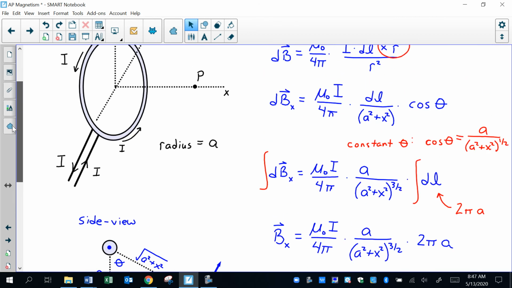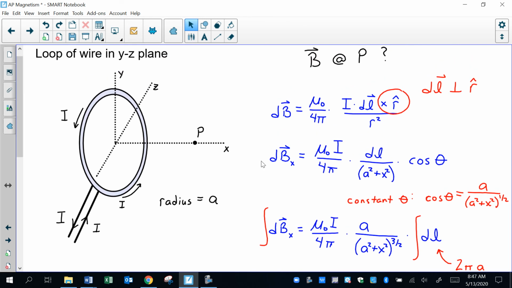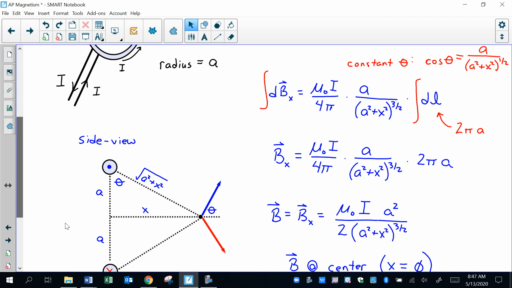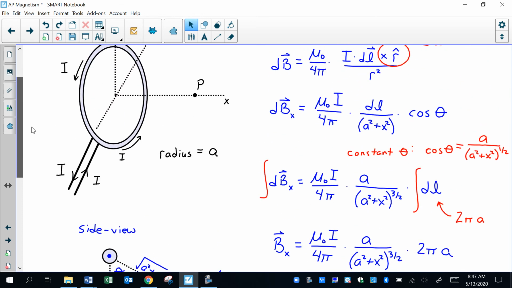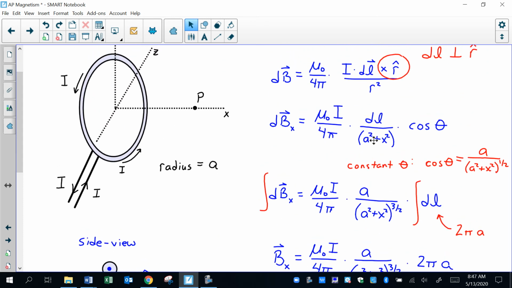So I come up here, and so what do I have? I've got my I brought to the front. I've got my DL, my R squared. Well, R squared is going to be right there. So there's my distance squared, so I end up with A squared plus X squared equals my R squared, so I end up with just A squared plus X squared, and the cosine to get only the X component.